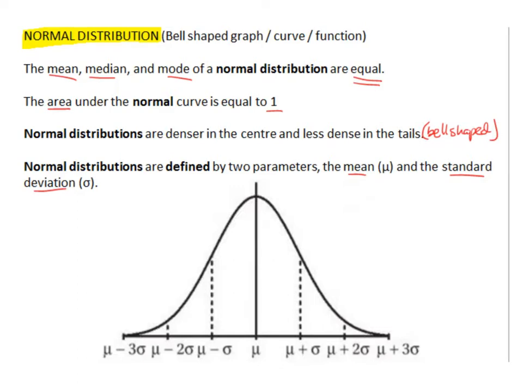So to summarize, normal distribution, bell-shaped graph, curve or function. The mean, median and mode of a normal distribution are equal, and they all lie here. The area under the normal curve is equal to 1. Normal distributions are denser in the center and less dense in the tails. That's how they're bell-shaped. So denser in the center and less dense at the tails. Normal distributions are defined by 2 parameters, the mean and the standard deviation.